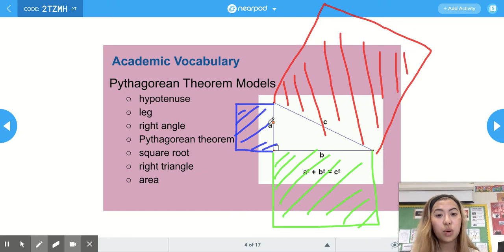Because a squared is a times a, which gives us the area of this blue square. b squared is b times b, which gives us the area of this green square. And when we add these two together, it needs to be equal to the area of this red square, the largest square, since the hypotenuse is the longest side on the right triangle.